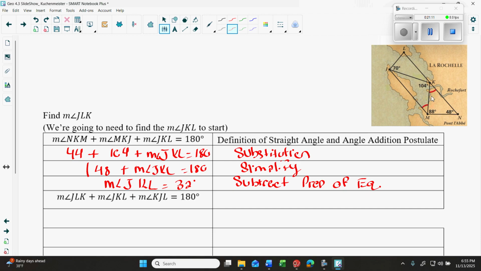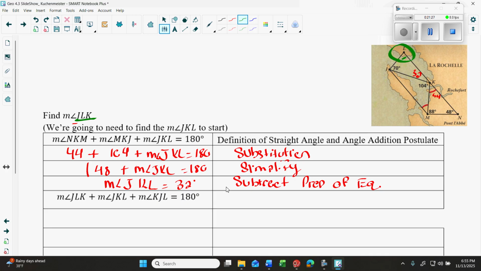Okay, so that's that. We now have this. So I'm going to fill in what we know. So we know this is 44. We know this is 32. Now what the proof wants us to do is find JLK. So JLK is this guy right here. We're trying to find this angle. That's our end goal right now.